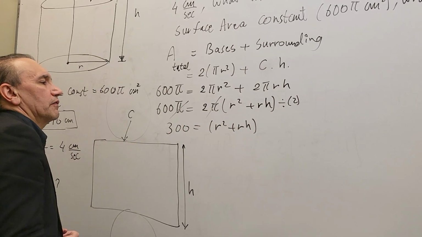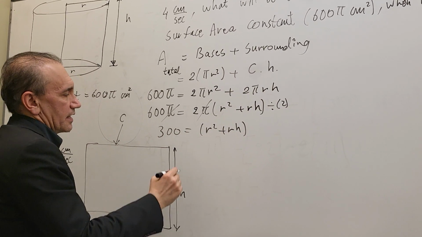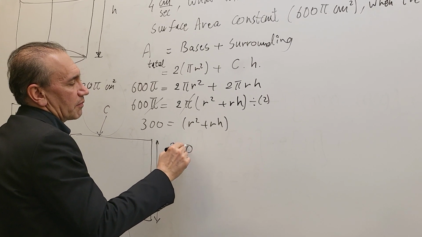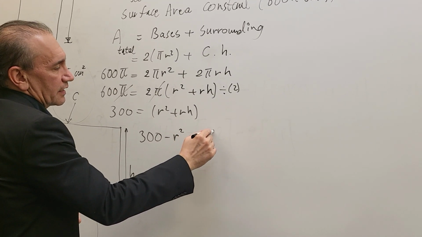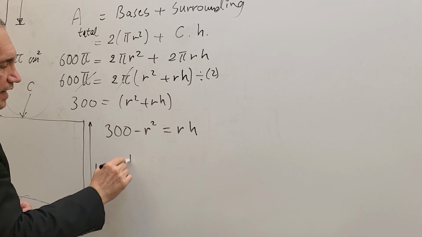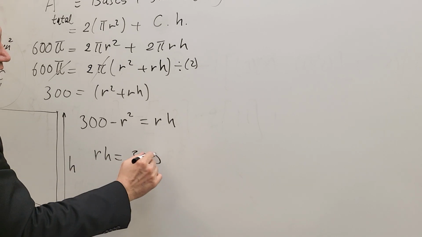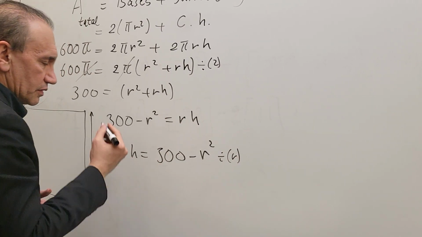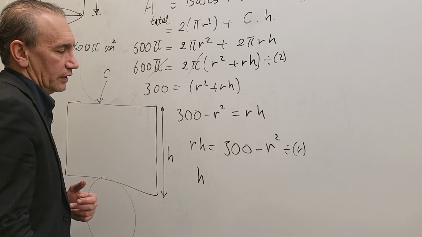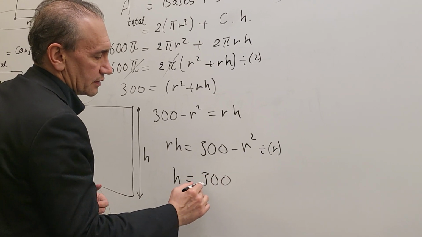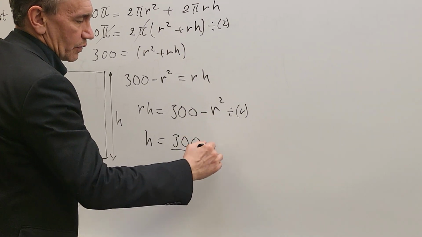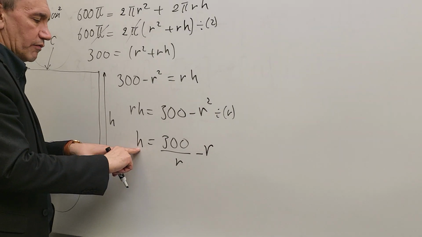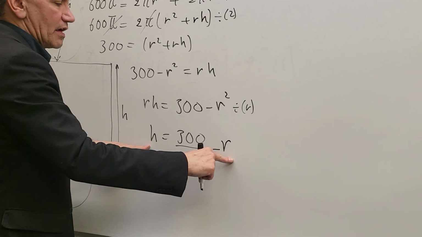Now I can solve for h. I move the r squared to the other side, so 300 minus r squared is equal to rh. Now I divide by r to get h in terms of r only. So I have 300 divided by r minus r squared divided by r, which gives only r. That's the relation between the height of the cylinder and the radius of the cylinder.